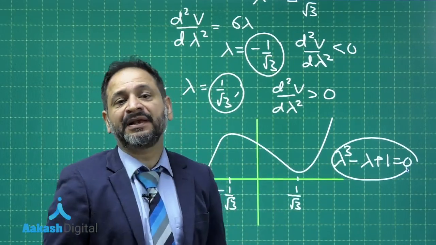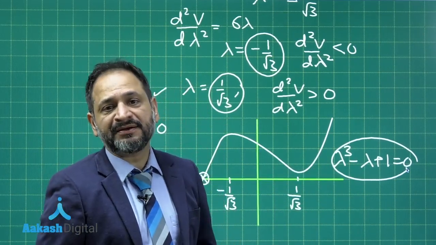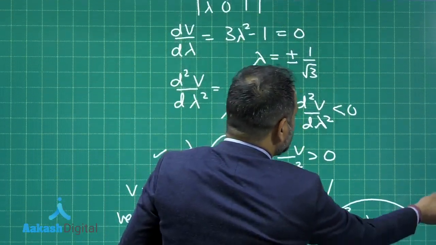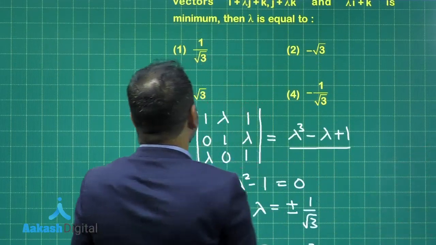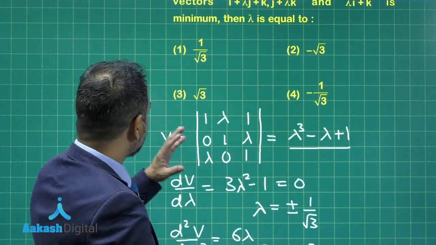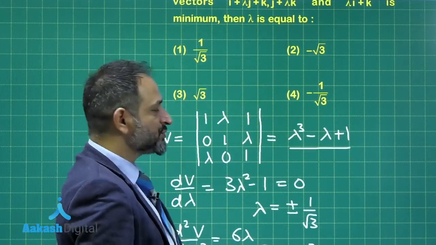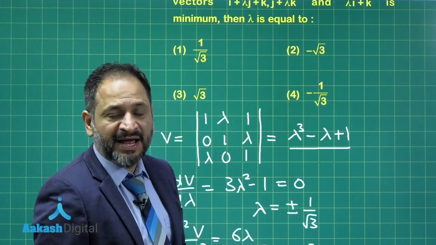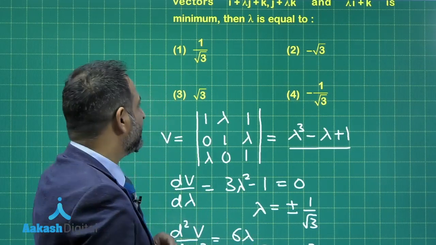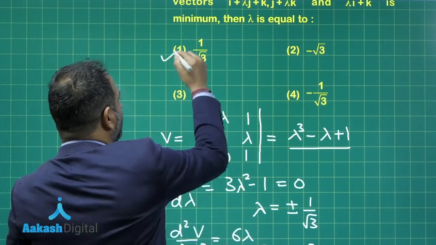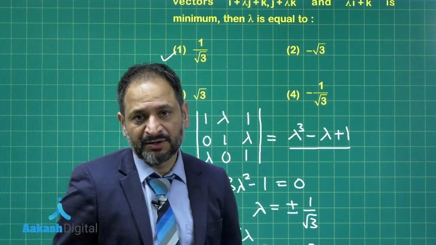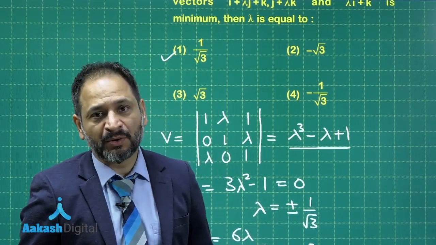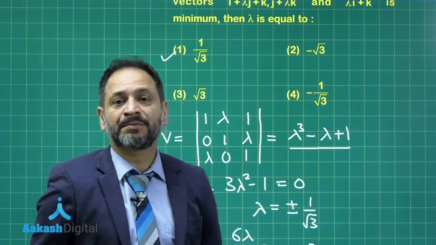So the actual value has to be between minus 2 and minus 1, but since there is no such option available in this problem, these are the options. So we will go for the most appropriate one, where we have the local minima, and that option is 1 upon root 3. There is definitely an error in this problem, but we will go for option number 1.